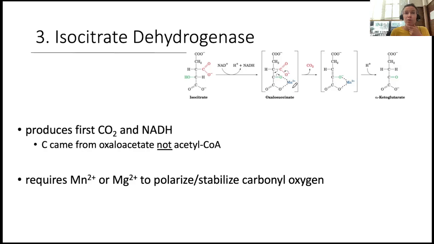Additionally, you'll see that we use a metal ion cofactor. This manganese or magnesium can be used to polarize and stabilize this carbonyl oxygen, which is important for the mechanism to proceed, especially as you see that the reactive intermediate is negatively charged. Some more similar things that we've seen.